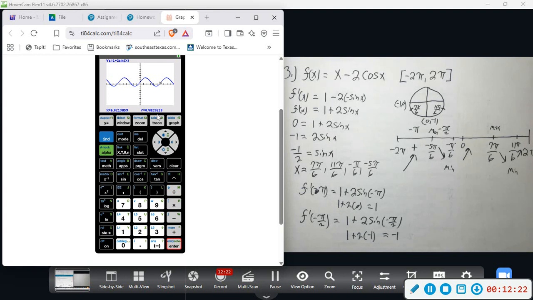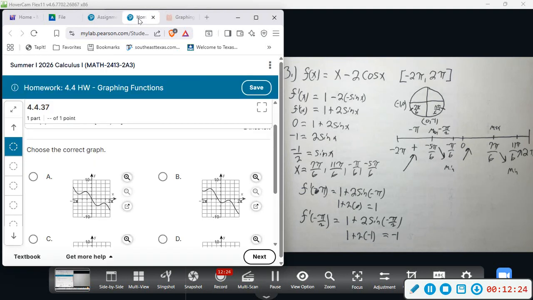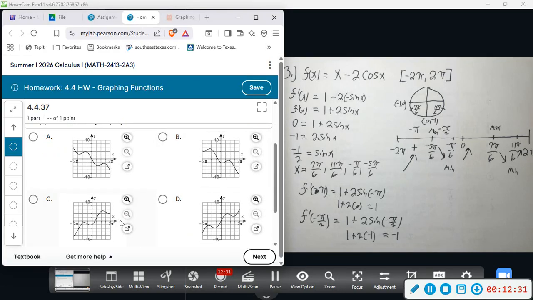Okay, so let's look at the answer choices and see if we can eliminate some potential candidates. So we are between -2 pi and -5 pi over 6. We're going to be increasing. So we start out increasing, and I can see that over here. This graph is decreasing, so I would eliminate it. Looks like this one is increasing, so I would eliminate it. This one is increasing. So I'm going to be looking at C and D.